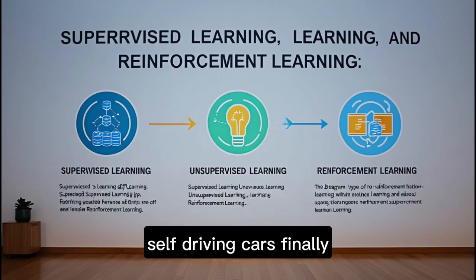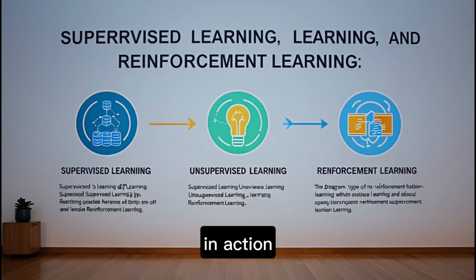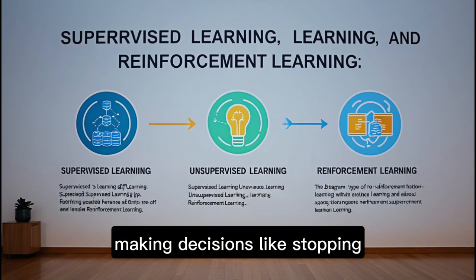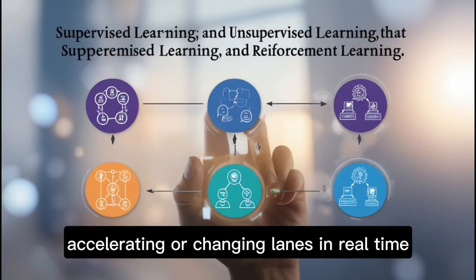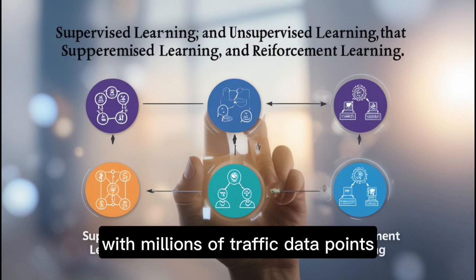Self-driving cars. Finally, self-driving cars are one of the most advanced examples of deep learning in action. They use cameras and sensors to see their surroundings, making decisions like stopping, accelerating, or changing lanes in real time, all based on what the AI learned during training with millions of traffic data points.